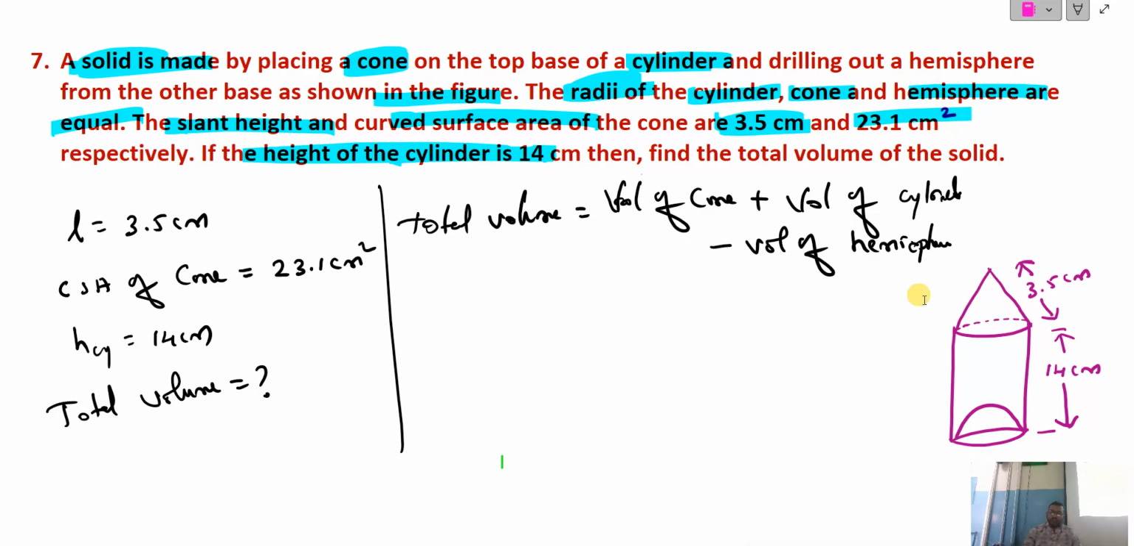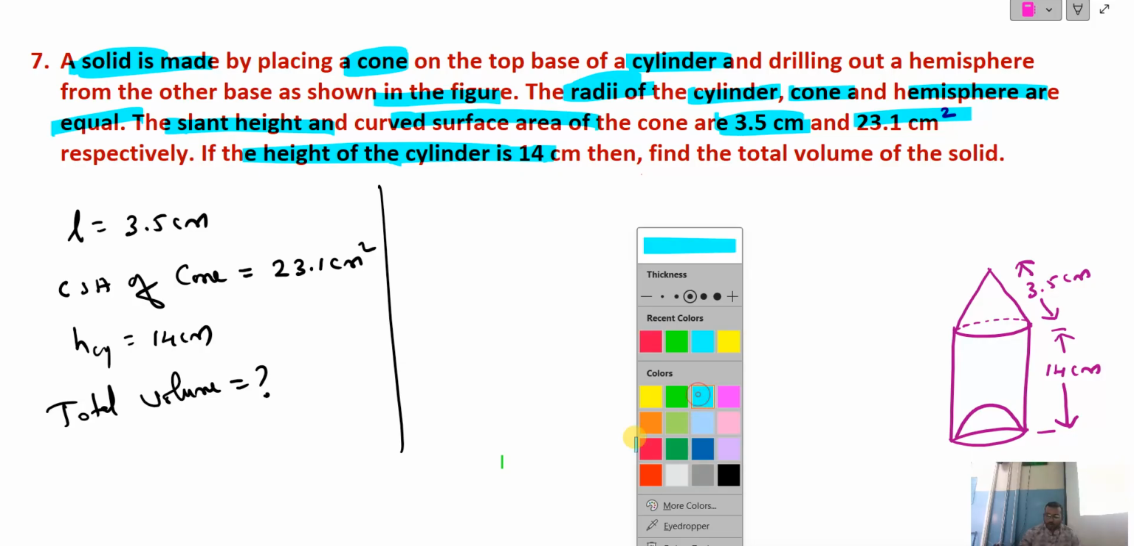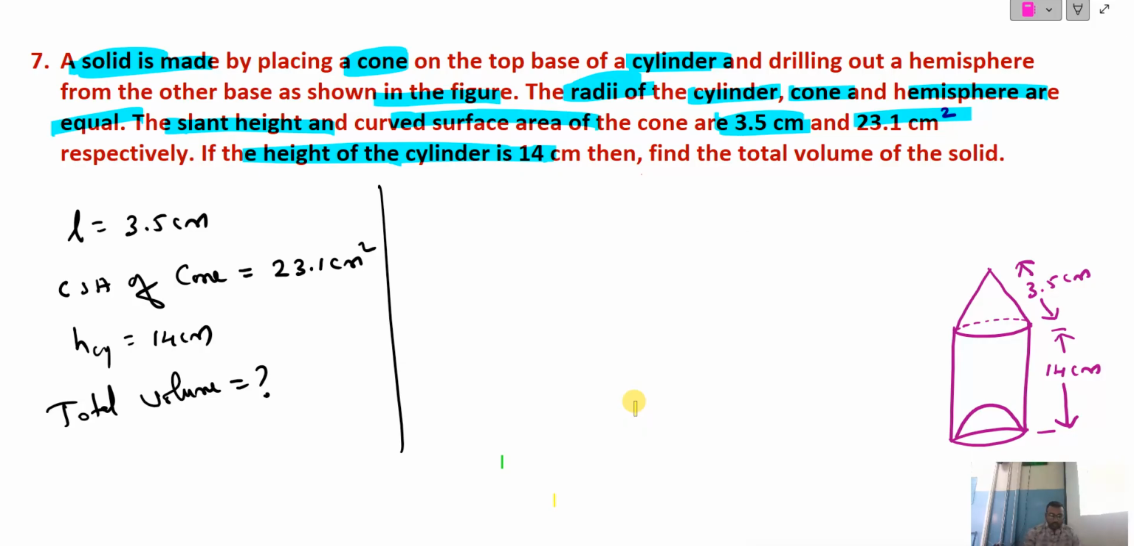Before finding this total volume, one more important information is there. We have to find total volume. I agree, that is only the formula we have to use. But before that, one thing you can notice, what is the step we have to notice here? They have given curved surface area of cone. Simply they have not given this. Something is missing. To find that missing, they have given this.